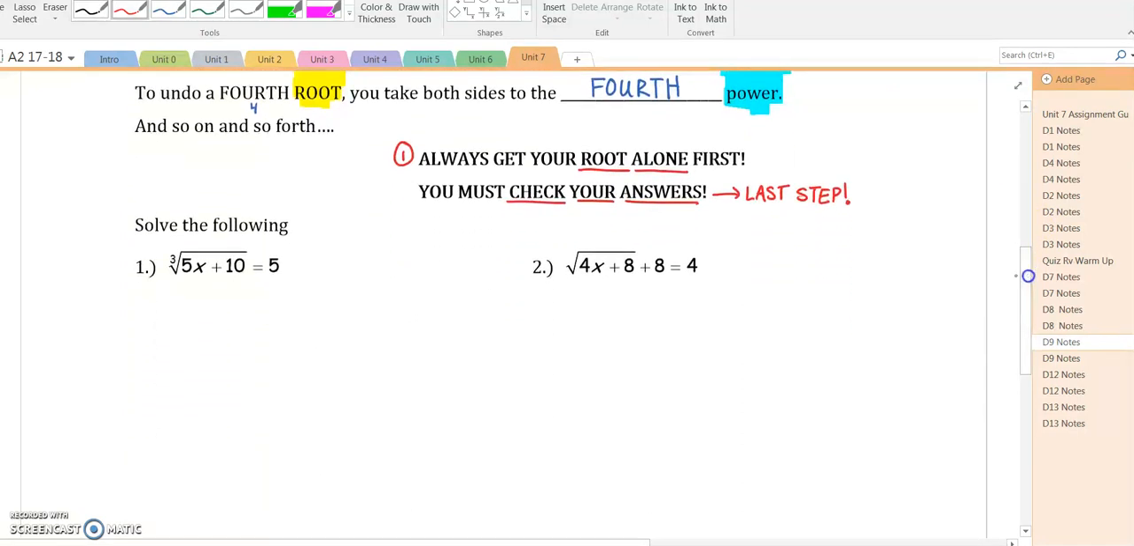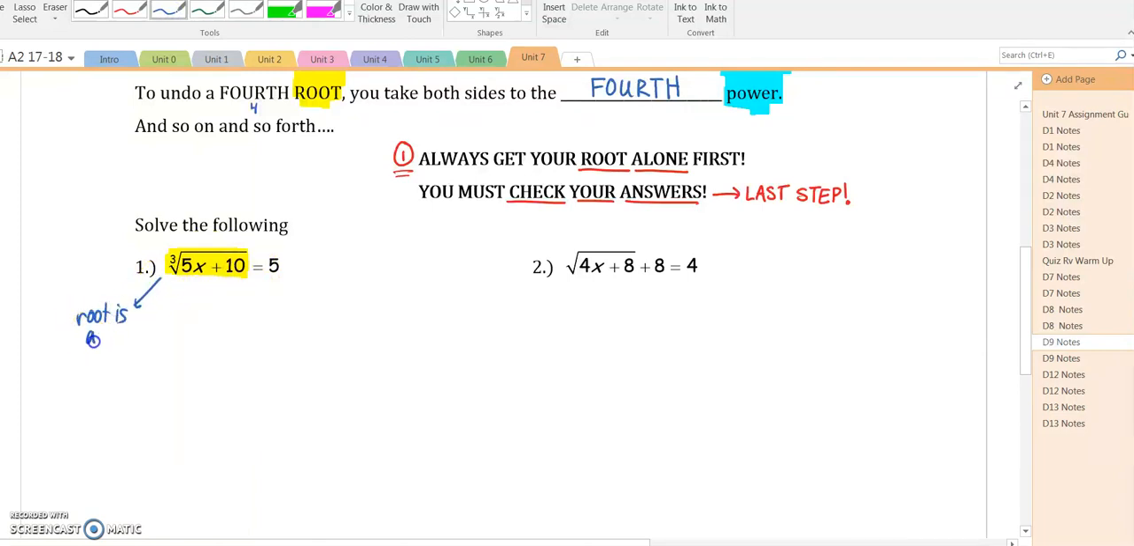Alright, let's try a problem then. In number 1, we have the cube root of 5x plus 10 equals 5. So the first thing I would do is get my root alone. The easiest way to figure out if your root is alone or not is I like to highlight the root. And on that side of the equation, if the only thing there is what I've highlighted, then I know my root's alone. So here, on the left side of the equal sign, that's the only thing I highlighted, so I know my root is alone.